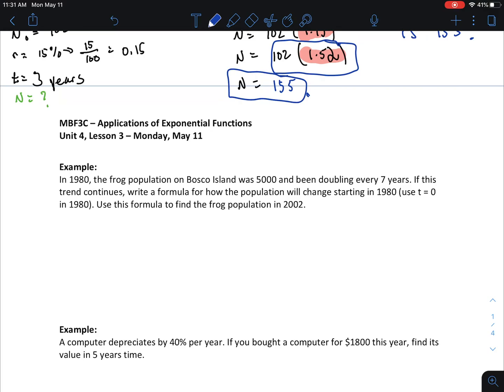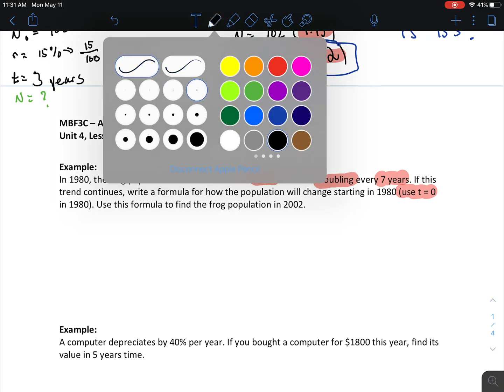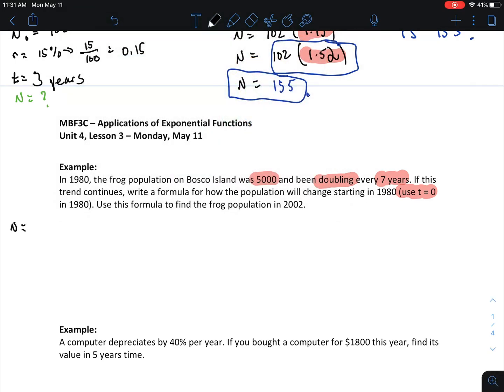Okay, so let's take a look at this one. Bigger numbers this time, but also a different style of question. So in 1980, the frog population on Bosco Island was 5,000 and had been doubling every 7 years. So I'm just going to highlight some important words you're looking for when you do these questions, 7 years. If this trend continues, write a formula for how the population will change starting in 1980. And then it says use t equals 0 for this condition.